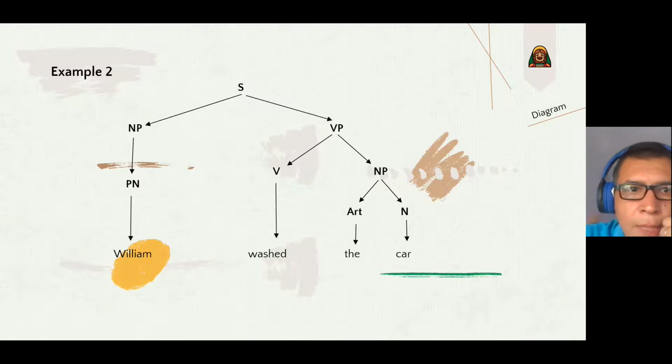Now we have here example number 2. The sentence is made of a noun phrase and a verb phrase, and the noun phrase is the proper noun William, and the verb phrase has a verb plus a noun phrase. The verb is watched, and in the noun phrase we have the article, then the noun car. William watched the car.